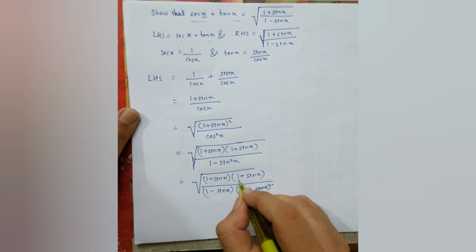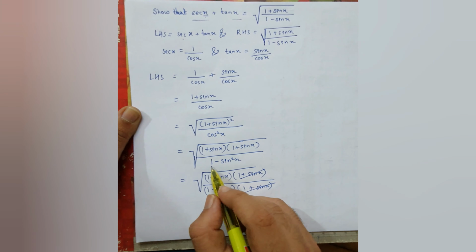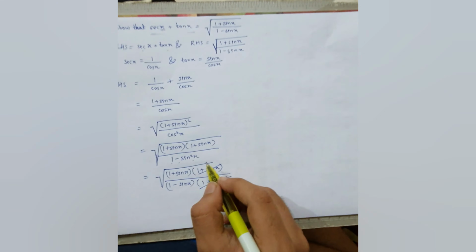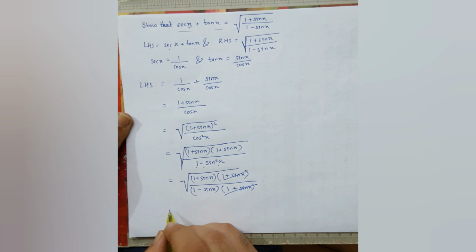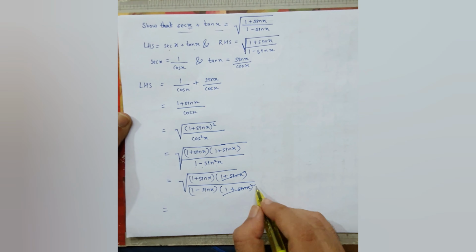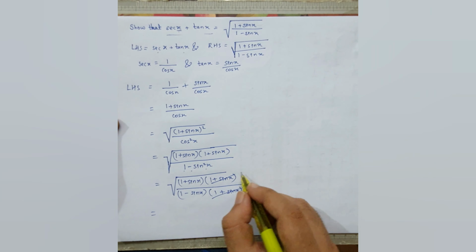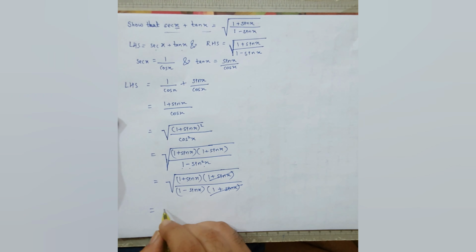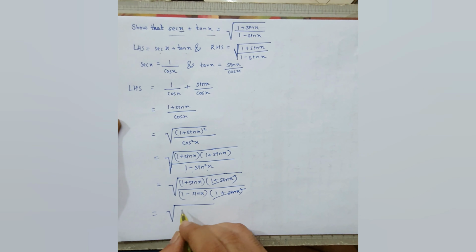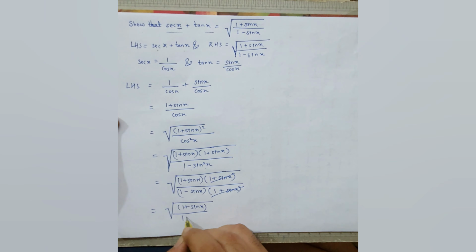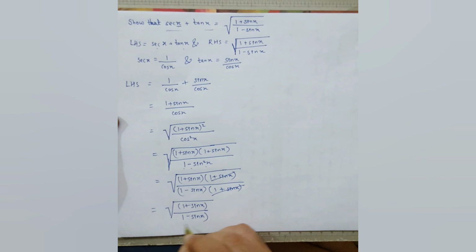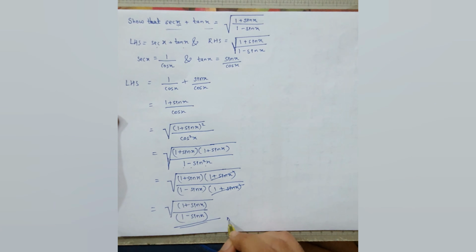This is the a plus b and a minus b formula, that is a square minus b square is equal to (a plus b) into (a minus b), and this (1 plus sine x) and (1 plus sine x) get cancelled. So we'll be getting our final value (1 plus sine of x) divided by (1 minus sine of x). This is our final answer, RHS.